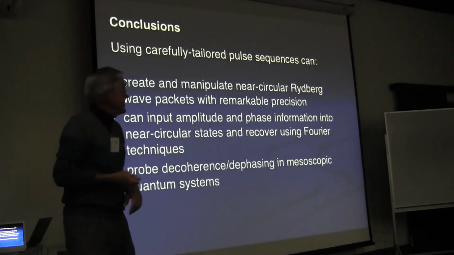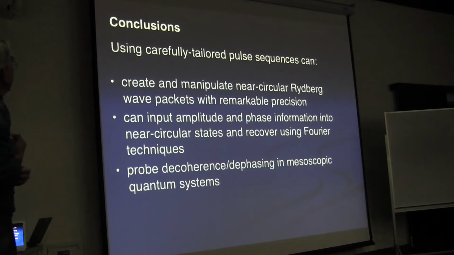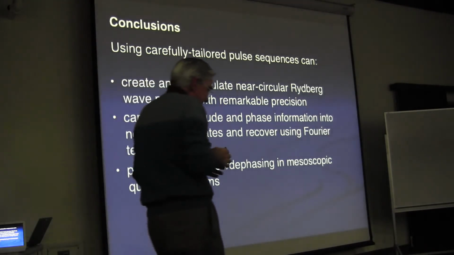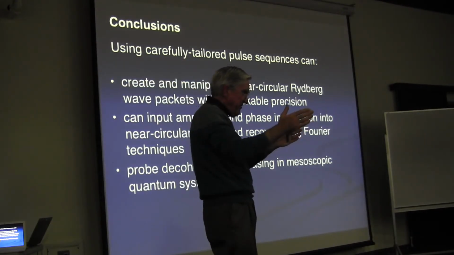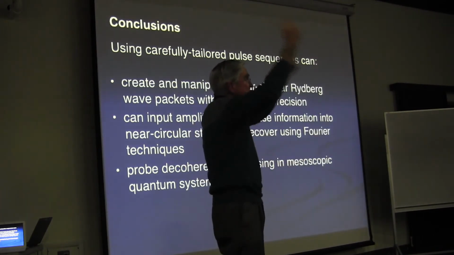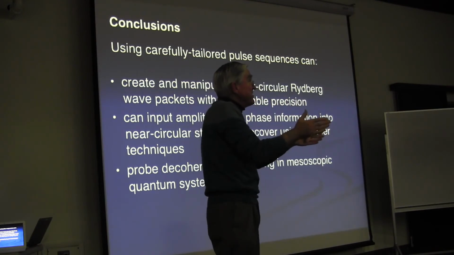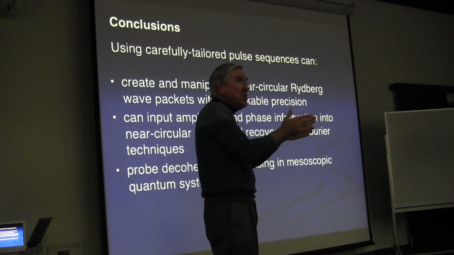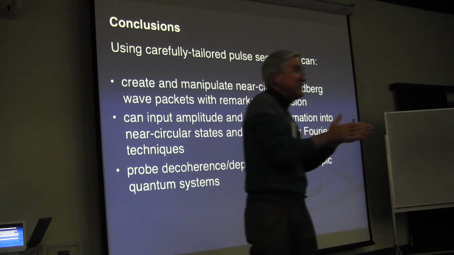Okay, well, it's time for conclusions. I hope I've convinced you of a number of things. Using carefully tailored pulse sequences, you can create near-circular Rydberg states, near-localized circular Rydberg wave packets, and you can manipulate them with remarkable precision. Now that would enable us then to, say, start out with two n equals 300 atoms at some separation that don't interact very strongly, then wind them up to n equals 600 or something, where they will interact very strongly.